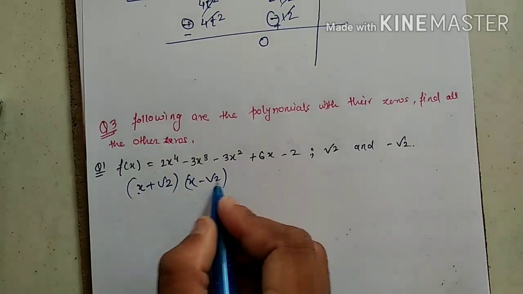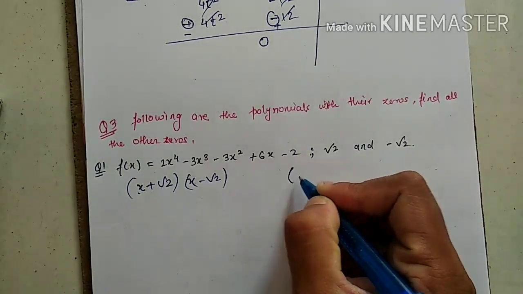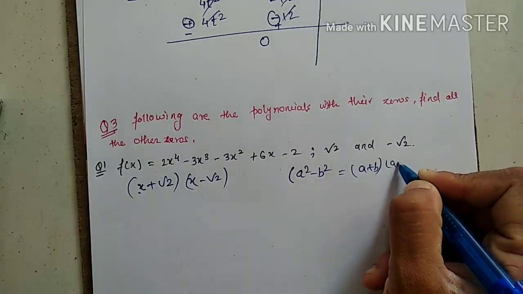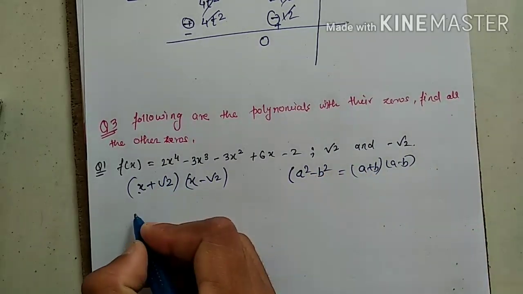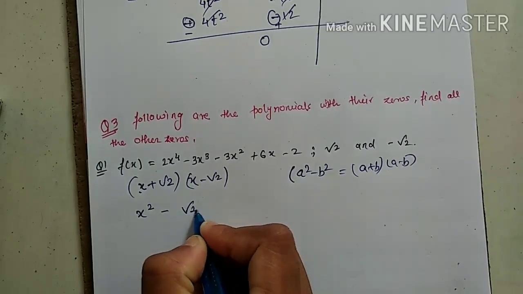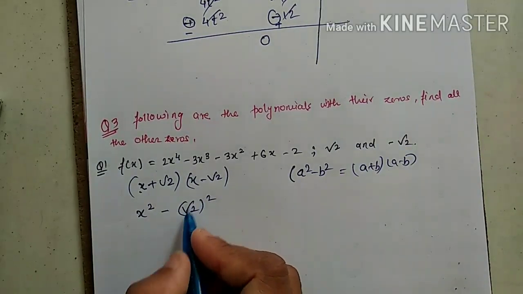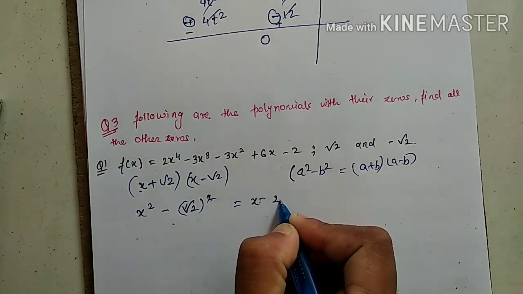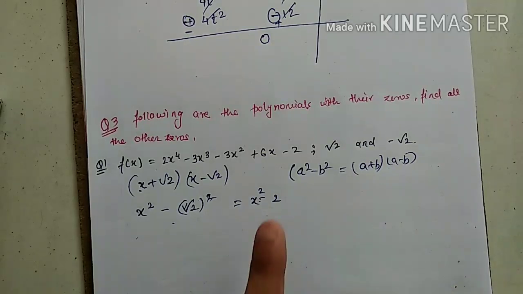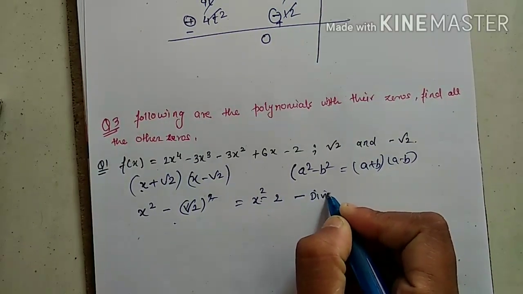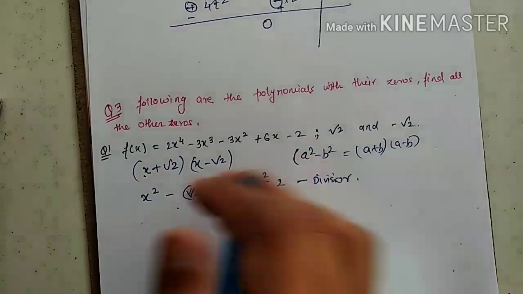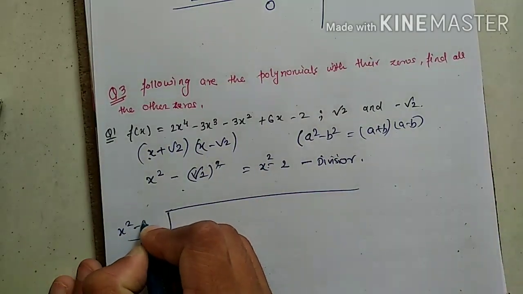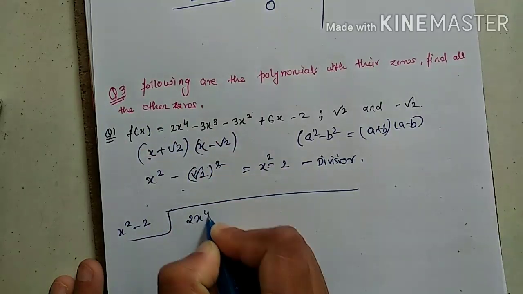Now understand, this is my one identity: a square minus b square equals a plus b times a minus b. Correct or not? I have this, so I can write x square minus root 2 square. As you know, root 2 and root 2 cancel, what remains? x square minus 2. So this is your divisor. Again the question is the same as the last ones we have done. This is your divisor and this is your dividend.